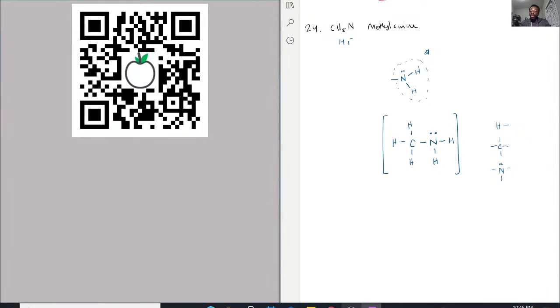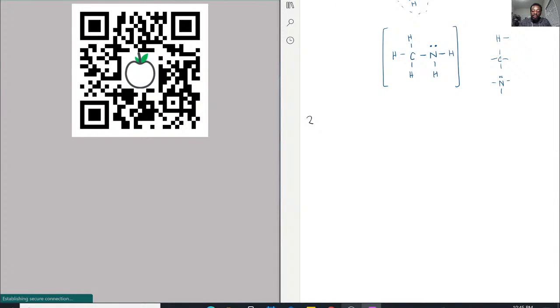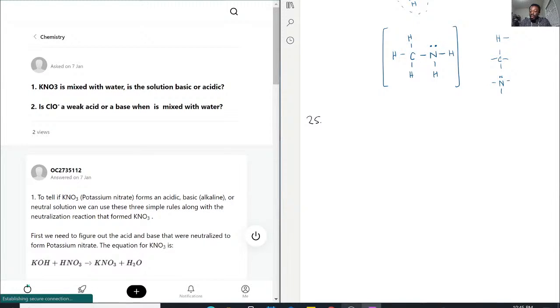So now we're going on to question number 25. For this we have KNO3 is mixed with water. Is the solution basic or acidic? And then they ask, is ClO a weak acid or base when mixed with water?